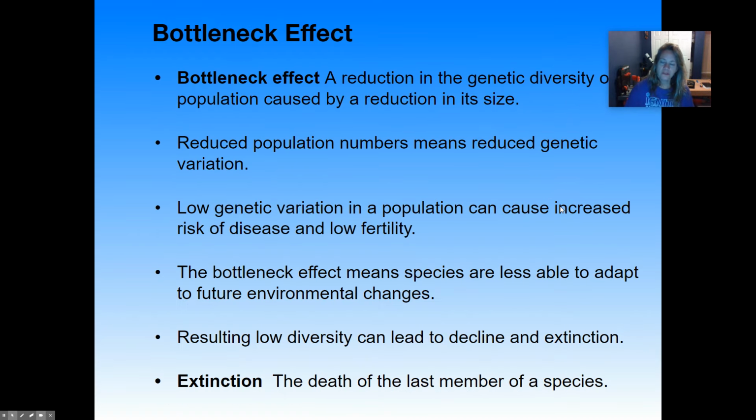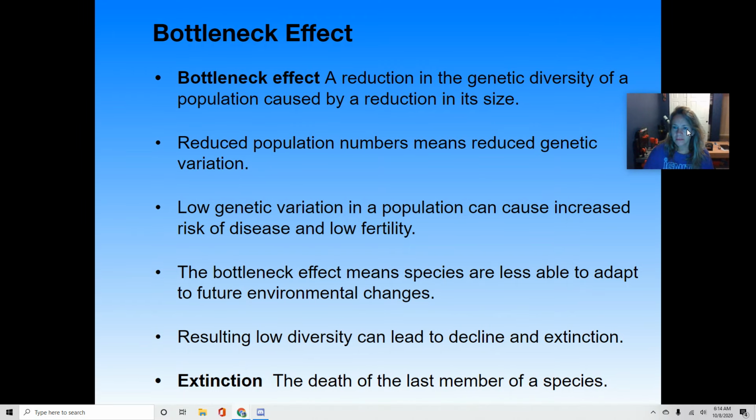All right, and then this bottleneck effect, this is basically the panther. So thinking about the panther, there's a reduction in genetic diversity because the population is reduced in size and they're not able to migrate, so you don't have that gene flow. Basically it could lead to extinction. The bottleneck effect is that species go through a bottleneck, and I'll show you in a minute. They go through a filtering out of a lot of different genetic material, and what's left is a very small population that's not very diverse. And so that could easily lead to extinction.